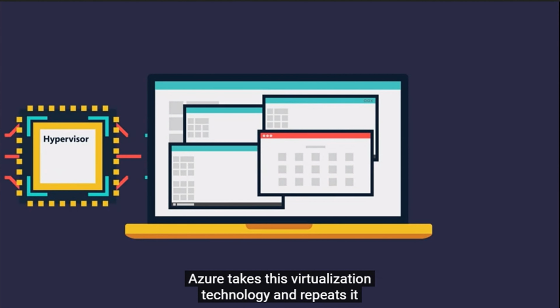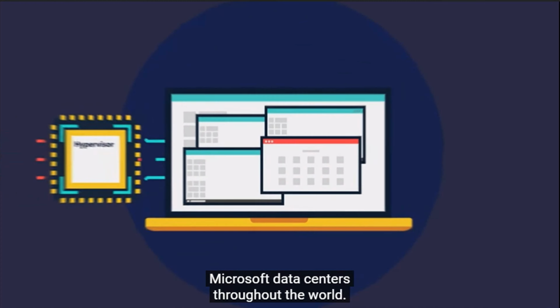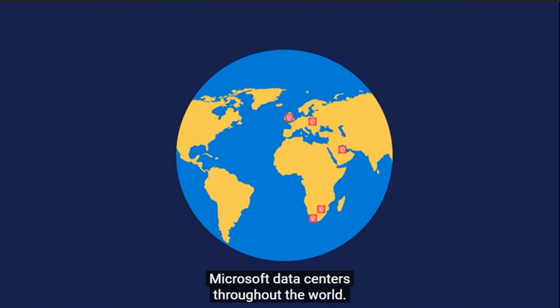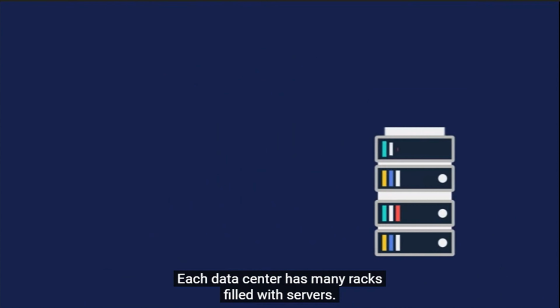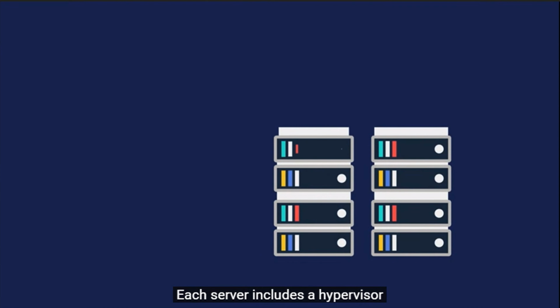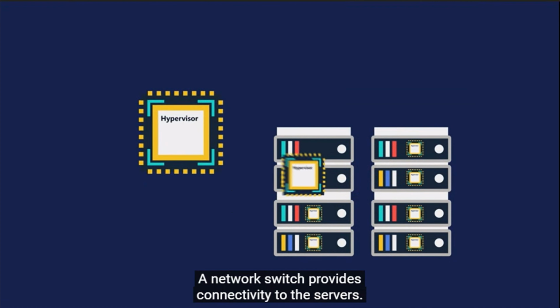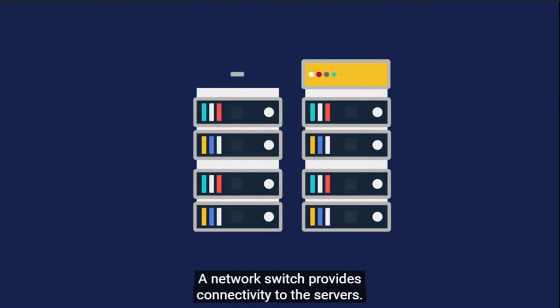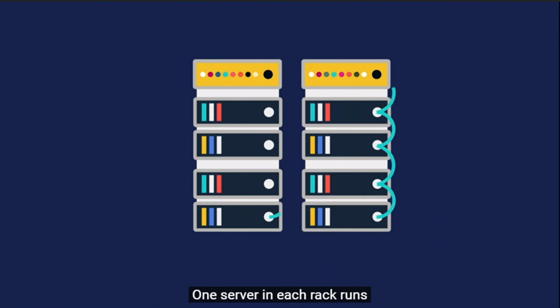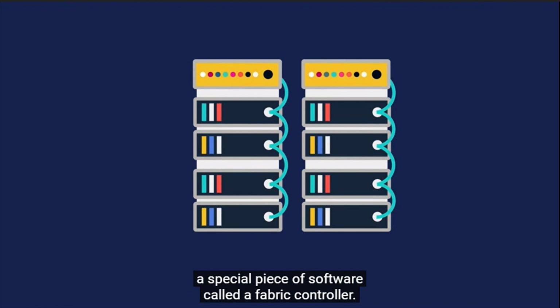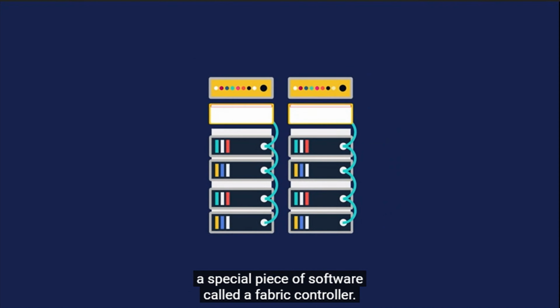Azure takes this virtualization technology and repeats it on a massive scale in Microsoft data centers throughout the world. Each data center has many racks filled with servers. Each server includes a hypervisor to run multiple virtual machines. A network switch provides connectivity to the servers. One server in each rack runs a special piece of software called a fabric controller.